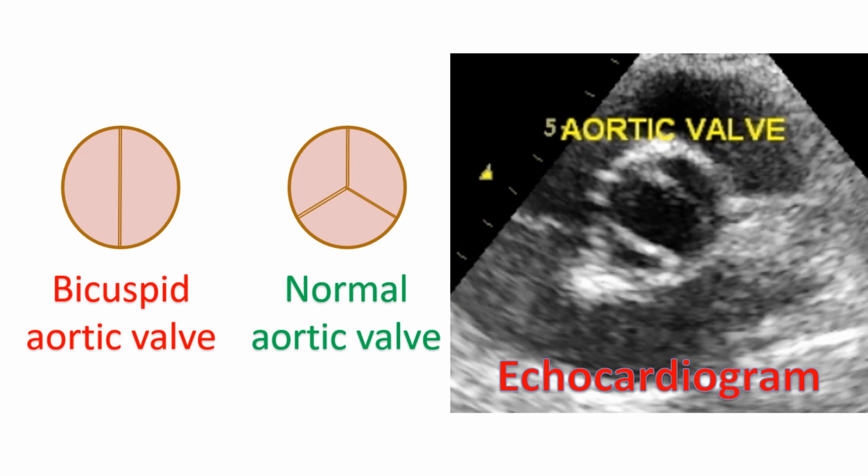A bicuspid aortic valve with two cusps, versus normal aortic valve which has three cusps or leaflets, can also become regurgitant as age advances. In the yesteryears, tertiary syphilis, a sexually transmitted disease caused by a bacterium known as Treponema pallidum, was an important cause of aortic root dilatation and aortic regurgitation.